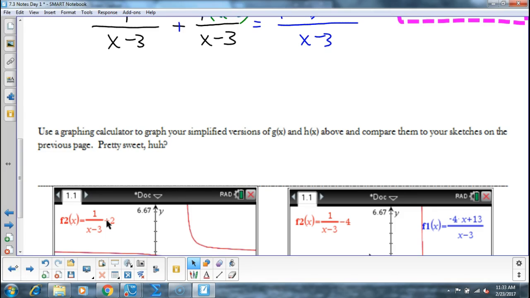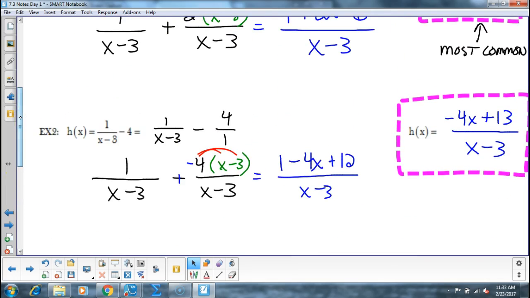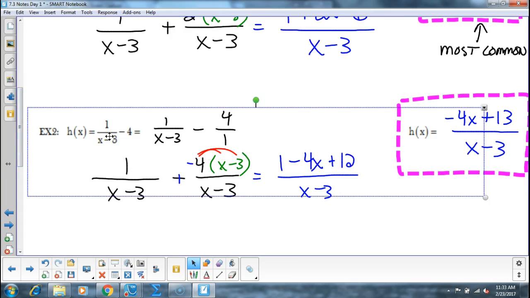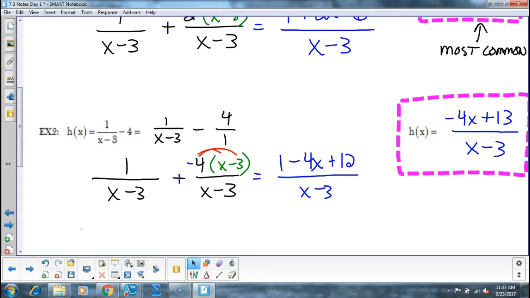So we will continue with this tomorrow, and then we're going to go away from that kind of function, and we're going to focus only on this most common kind.